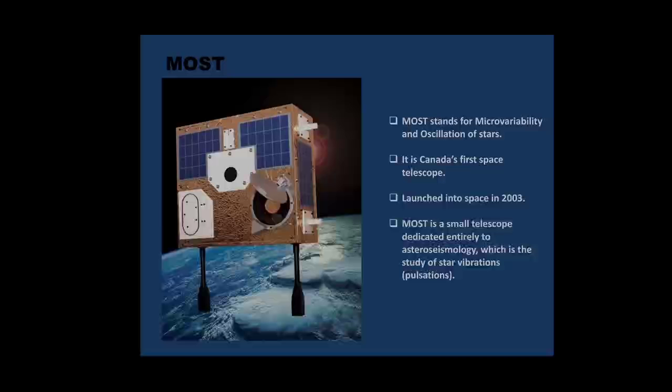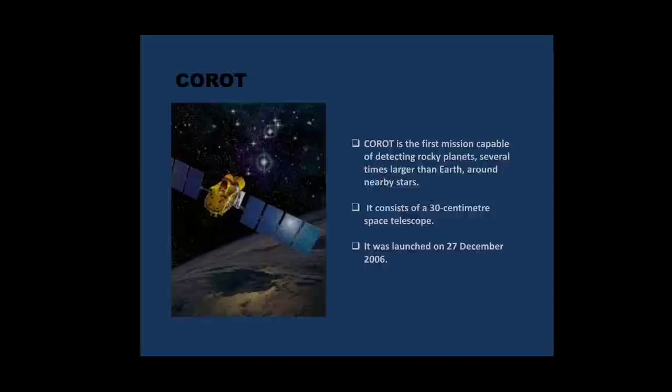The next space telescope is MOST, which stands for Microvariability and Oscillations of Stars. It is the first space telescope by Canada. It was launched into space in 2003. It is a small telescope dedicated entirely to asteroseismology, which is the study of star vibrations called pulsations. The next one is COROT.